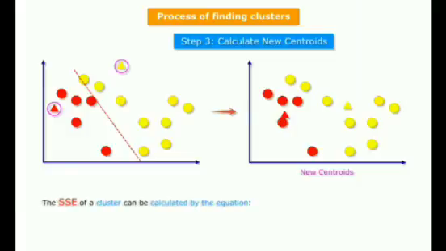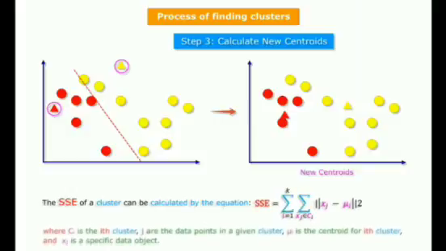The SSE of a cluster can be calculated by the equation shown here, where Ci is the ith cluster, j is the data points in a given cluster, mu i is the centroid for the ith cluster, and xj is a specified data object. The centroid with minimal SSE for the given cluster i is the new mean of the cluster.